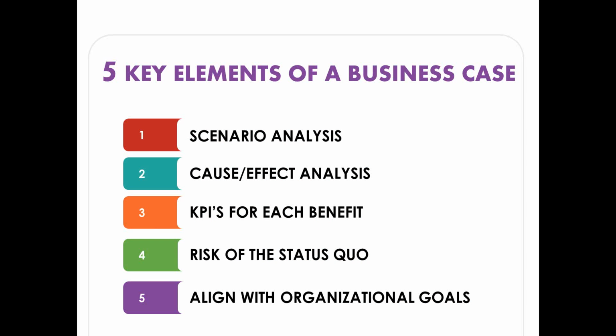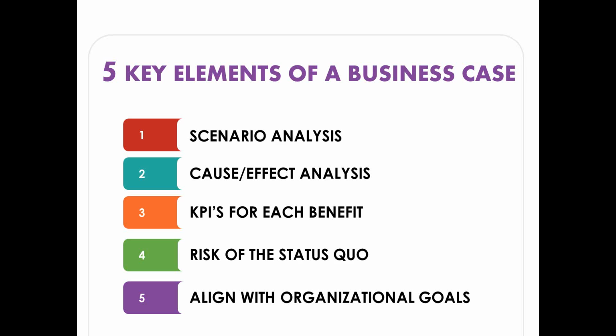So these, again, just to repeat real quickly, are the elements of this business case. There's a scenario analysis, and we're going to get into each one of these in detail. Then a cause-effect analysis, where you're linking each of the features of your program to specific operational effects. Then the key performance indicators for each benefit. In other words, I'm going to describe for you what success is going to look like, cause and effect. And then number 3, I'm going to tell you how we're going to know about success.